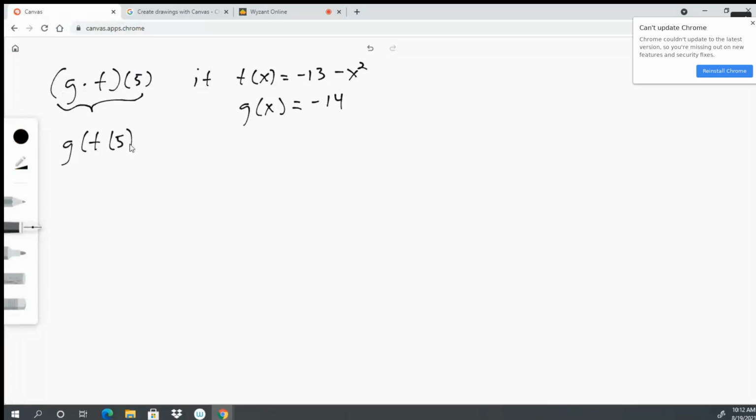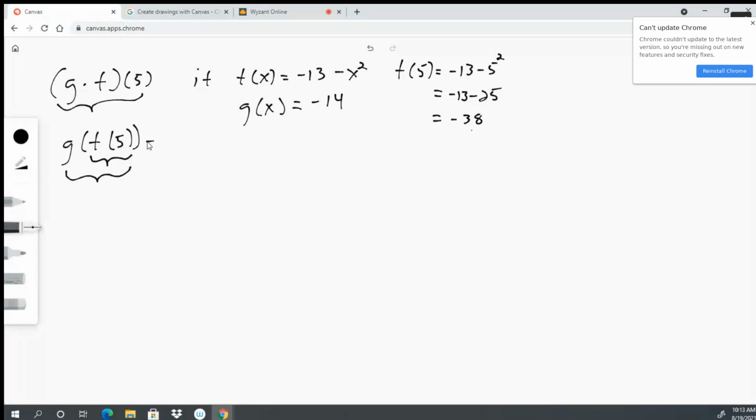of 5. And what we're doing is we're solving for x in the f equation first, f of 5. And then after we do that, we plug it into the g equation. And this should become more clear as we do it. So what is f of 5? f of 5 equals minus 13 minus 5 squared. And this is equal to minus 13 minus 25, which is equal to minus 38. So f of 5 is minus 38.